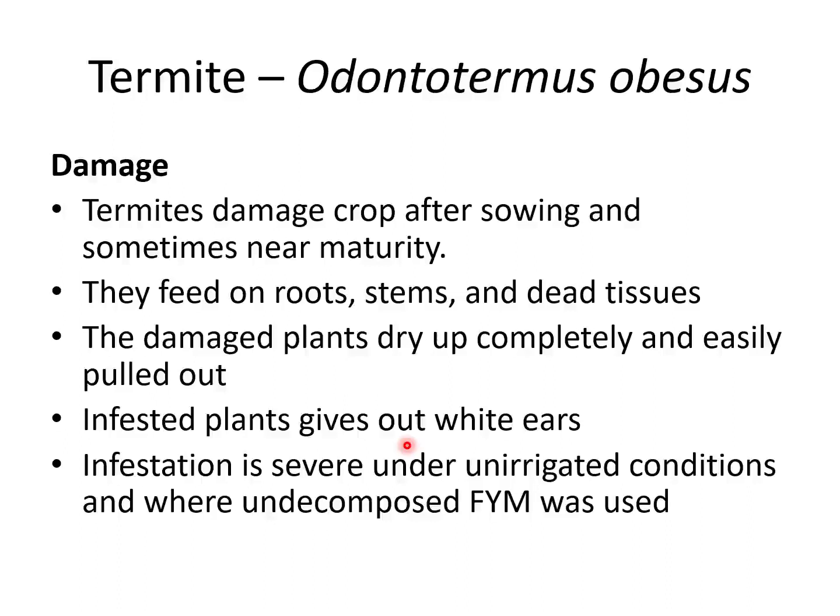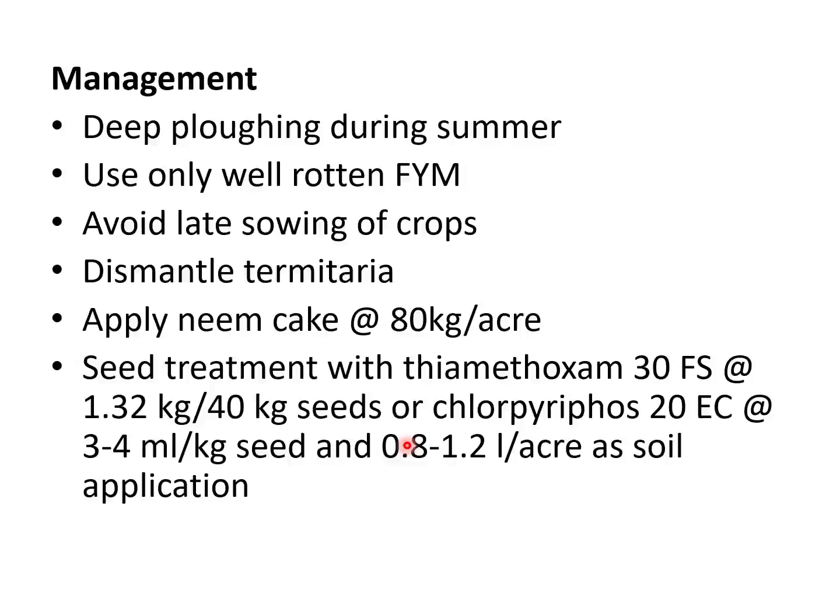It attacks the crop immediately after sowing or late during the maturity phase. The termites feed on the roots, stems and dead tissues. Because of the feeding, the plants start drying up and can be easily pulled out. In the reproductive stage, the plant will give out white ears.